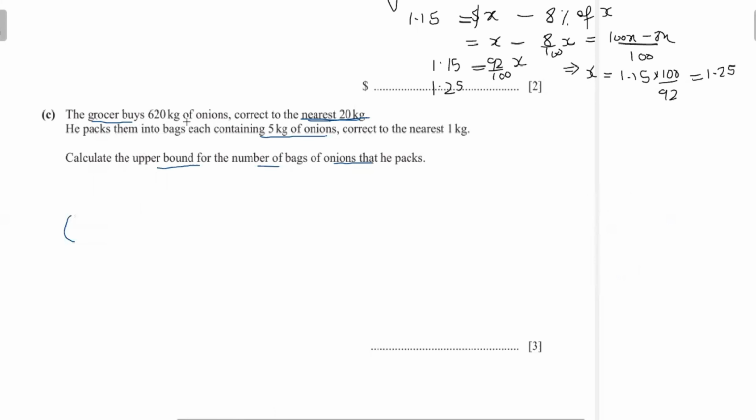Part C, the grocer buys 620 kg of onion, correct to the nearest 20 kg.